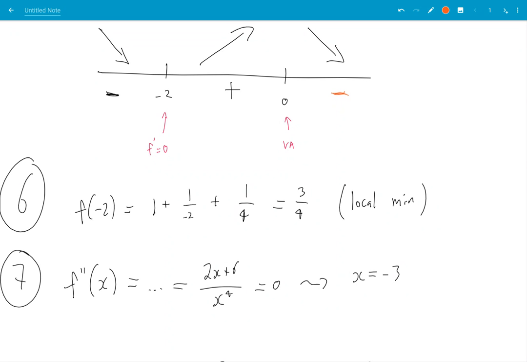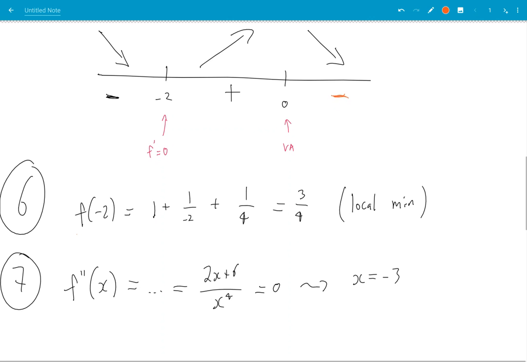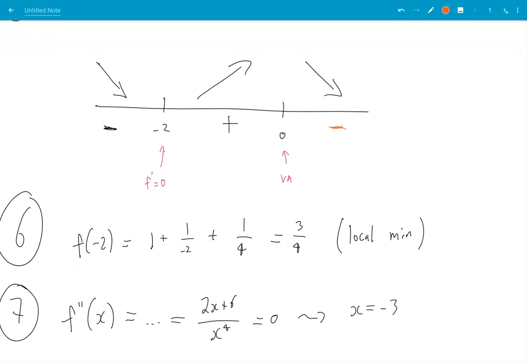6 is the local min. It happens at minus 2 here. But in 6, I'm asking you to find the corresponding y value. So to get your marks, to get your grades here, you need to actually plug -2 into your original function and calculate the y value. And it's a local min because of what I found up here. You see how it's decreasing and then increasing afterwards. So my min right there.